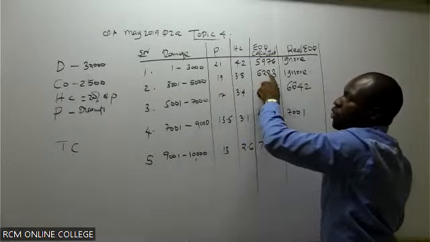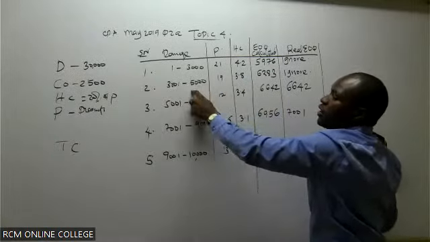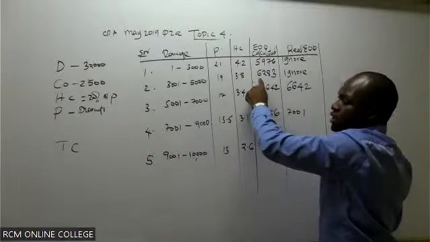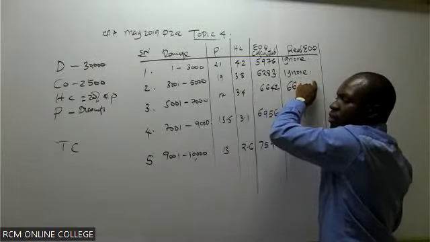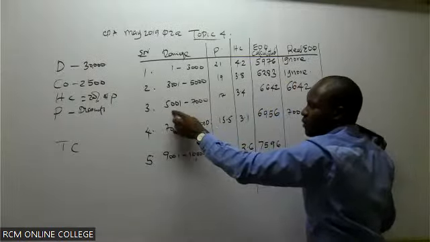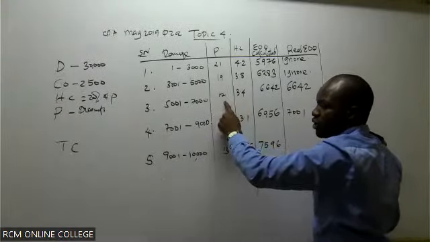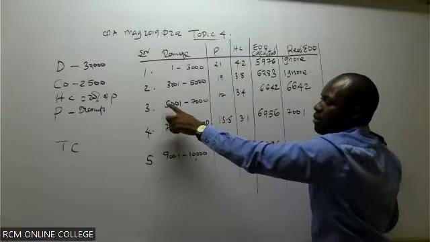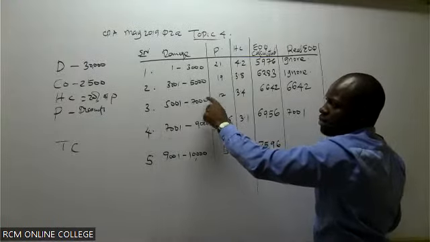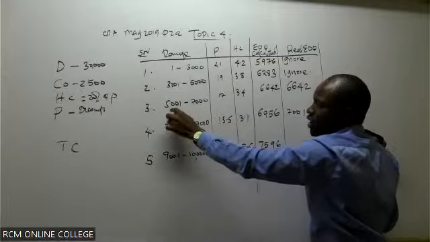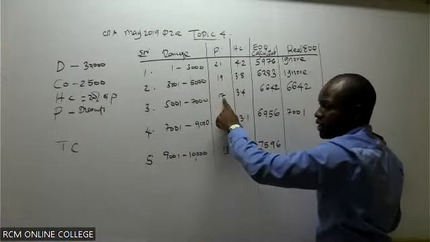When I come to my economic order quantity, it is above this range. So I cannot order anything below this. That's why I ignored. When you come to this number 3, for you to get 17 shillings as the purchase price per unit, you must order a minimum of 5,001 and a maximum of 7,000. Anything in between, you'll still get this 17.